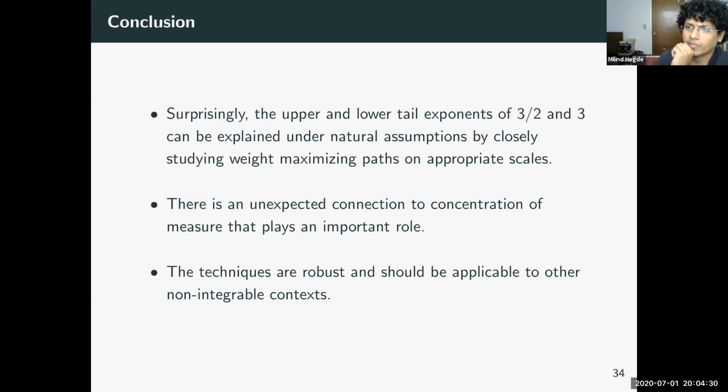And secondly, there is, to me, a somewhat unexpected connection to concentration of measure, which plays an important role for one of the arguments, namely the upper bound on the upper tail. And somehow the numerology just works out exactly to give you the right exponent. And finally, the techniques, as you can see, are mainly geometric. They don't rely on any of the exact things for particular distributions, and therefore should be applicable to other contexts, such as, for example, possibly FPP, first passage percolation, with some modifications of the arguments. And yeah, that's it. Thank you for listening.